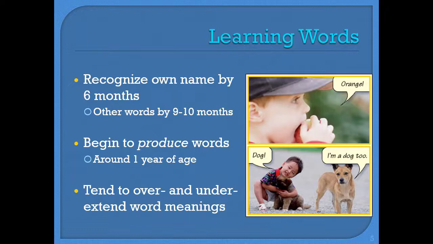Underextension is when you do the opposite. The words are being used in a very limited way. So only your dog is a dog, but no other dogs are dogs. Your dog is a dog, other dogs are animals. So the word dog is only used for your dog, which is a very limited way.